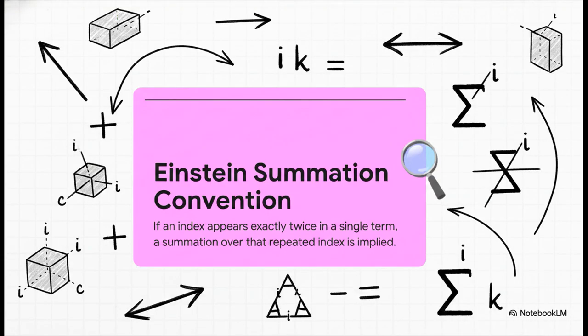This is it. This is the single most important rule of the whole game. It's called the Einstein Summation Convention, and it's brilliant. What it says is that anytime you see an index that's repeated, so it shows up exactly twice in one term, you don't have to write a big old sigma for summation. It's just implied. The summation is automatic. It's a convention that just cleans up our equations like you wouldn't believe.